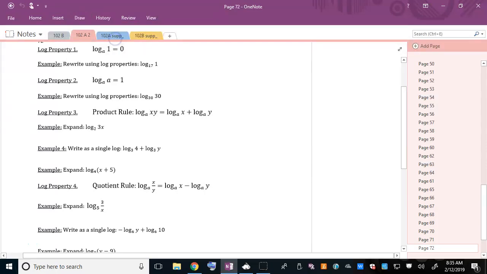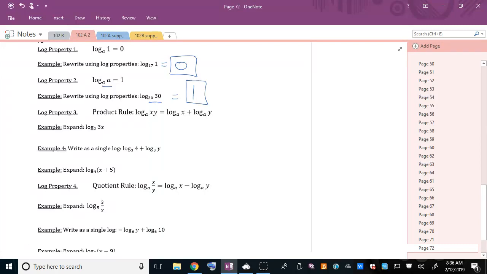All right, so my first property, log base a of 1 is 0. So if I have log base 17 of 1, again, whatever the base is, I'm taking a log of 1, so I get 0. Log property 2, log base a of a is 1. So here, the log base and what we're taking a log of are the same. So if I have log base 30 of 30, those 30s are the same, and so I will get out just 1.